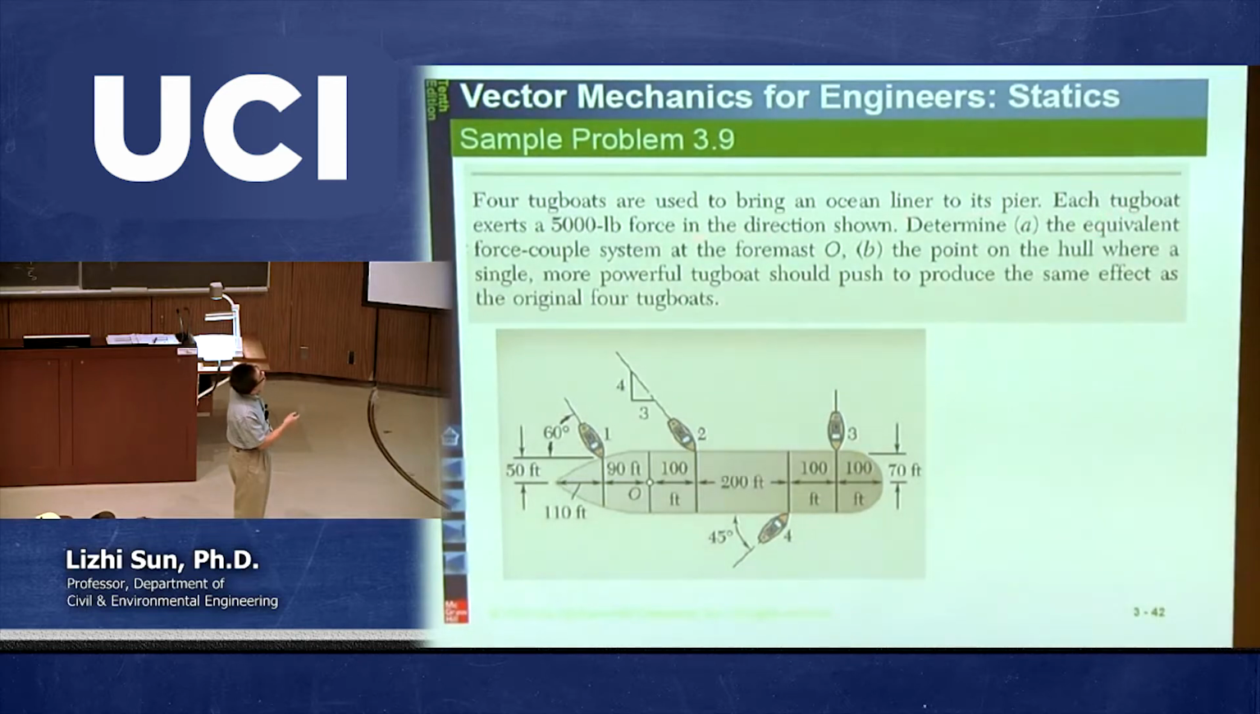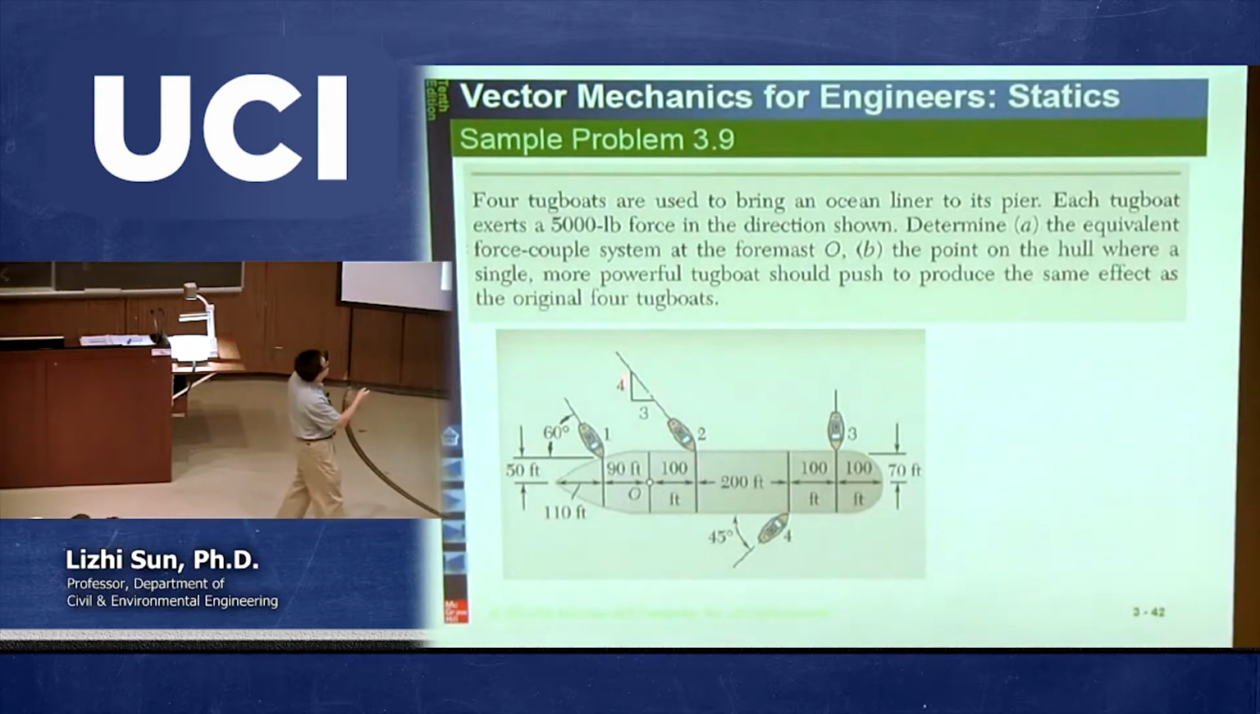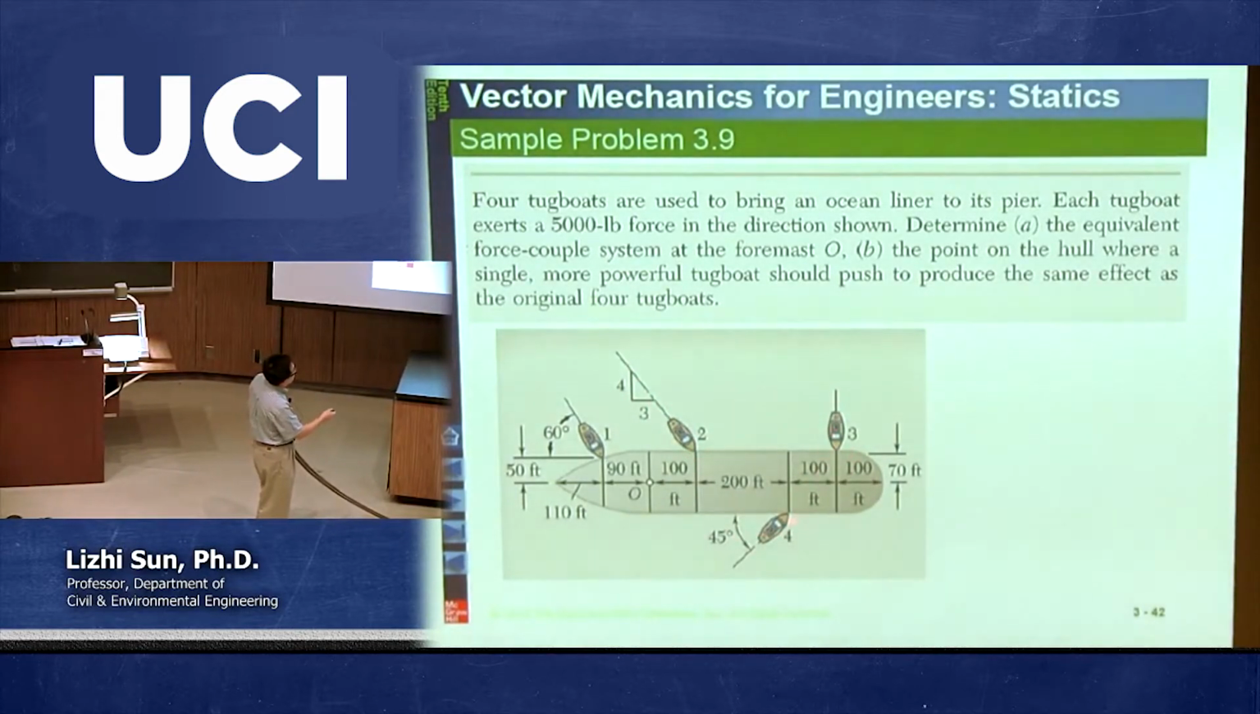Each tugboat, because there's an engine inside the boat, right, exerts a 5,000 pound force. So each small boat can give 5,000 pounds of force in the direction shown in this picture. For example, this is one boat in this direction. Now we give you the angle. And this is another boat in this direction, and this is a third boat going in this direction, and then the fourth will go in this direction.